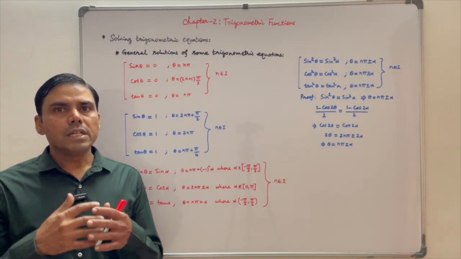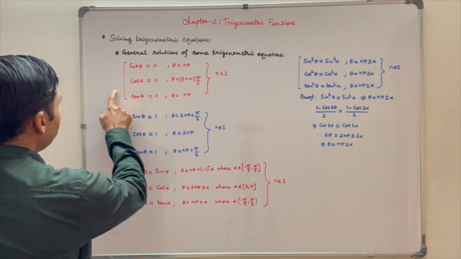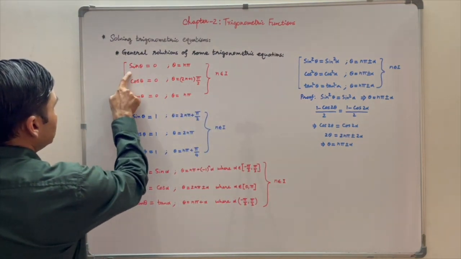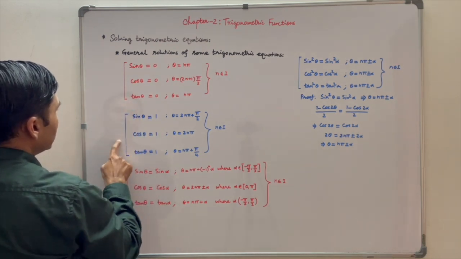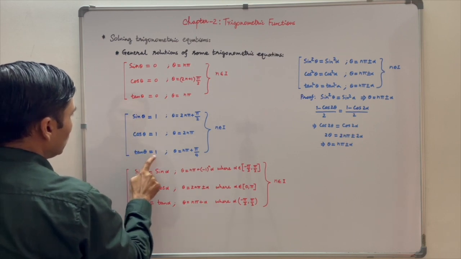Now let us see general solutions of some trigonometric equations. I have made 4 cases. First case is when sine theta, cos theta, tan theta are equal to 0. In second case, when sine theta, cos theta and tan theta are equal to 1.